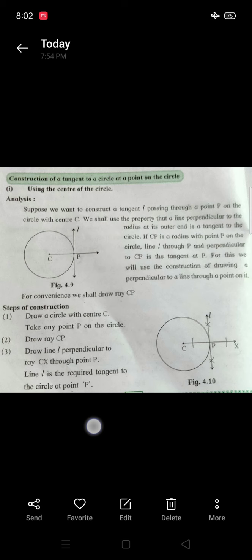The construction of a tangent, firstly you will see a circle at a point on the circle. When we have to construct a tangent to a circle at a point on a circle, means the point is on a circle. So from that point we have to construct the tangent. Very simple steps. See the first, draw the circle of given measurement.